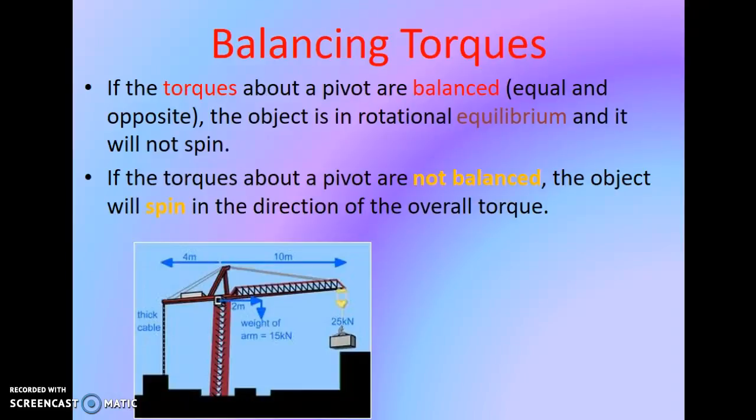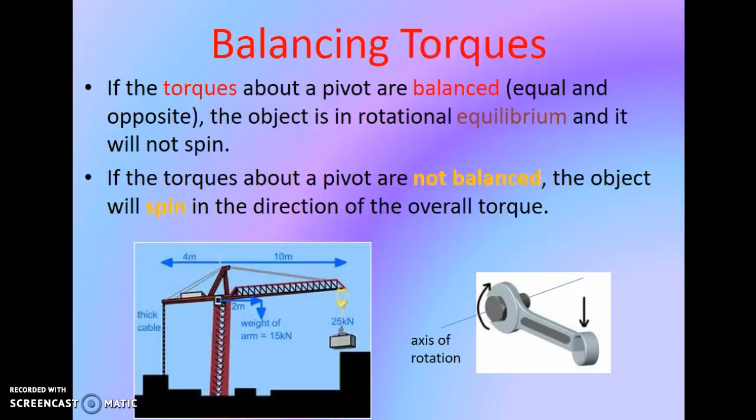However, if the torques about a pivot are not balanced, then the object will spin in the direction of the net torque. So for example, a wrench around a bolt or a nut being forced down a certain distance from the axis of rotation will cause a turning effect of the bolt and the wrench, of course.